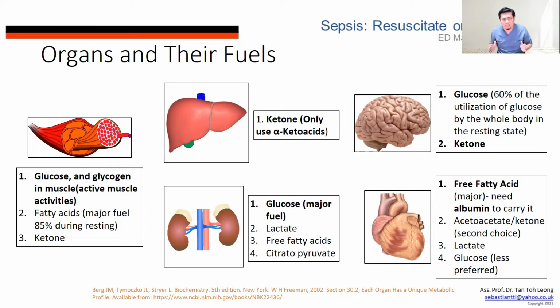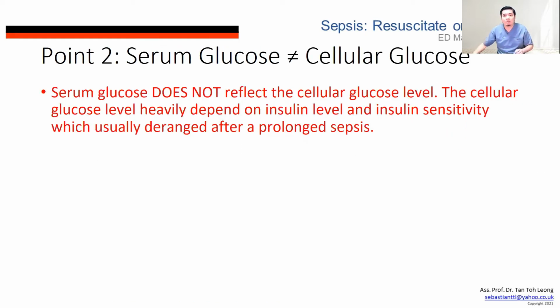So the brain is the last to fail. With this basic concept, we see that the need for glucose, ketone and free fatty acid is essential for each organ's resuscitation. That's why nutrients play a very important role in sepsis. And one more thing I want to highlight is that serum glucose doesn't equal cellular glucose, meaning that the cell glucose is not equal to the serum glucose that you measure in the glucometer or in the blood. The serum glucose doesn't reflect the cellular glucose level.